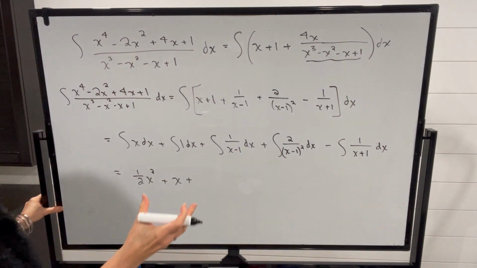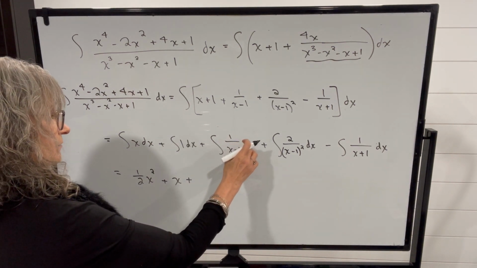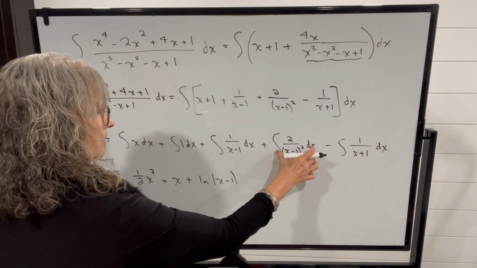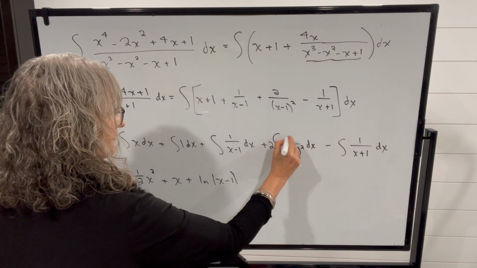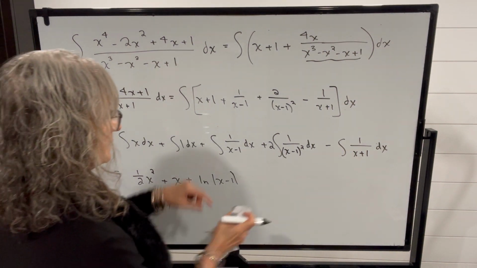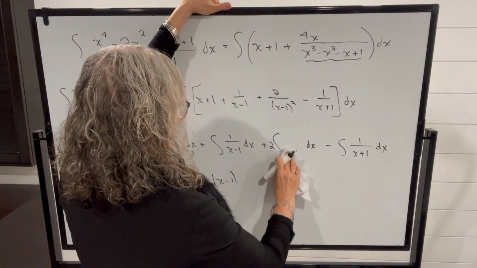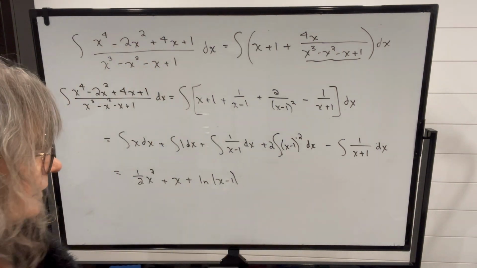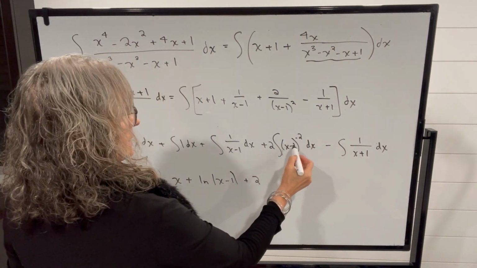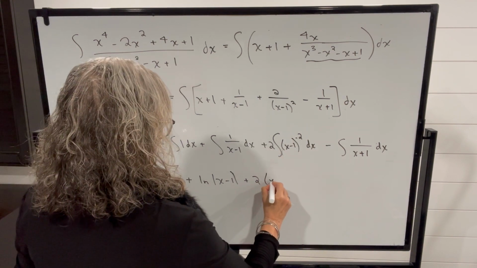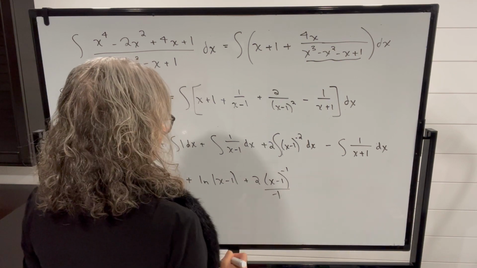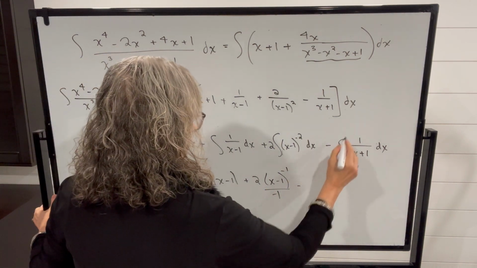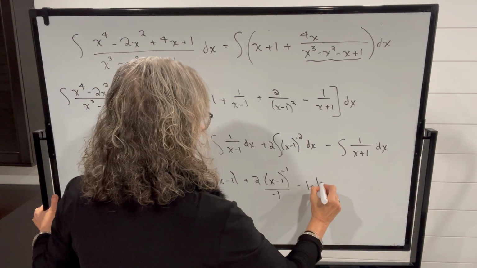This fits our basic log pattern of integration. So the integral of 1 over x minus 1 dx will be the natural log of the absolute value of x minus 1. Let's pull this coefficient of 2 out front. And then let's write this as a power, x minus 1 to the negative 2. And then we can see we use our general power pattern. So the integral of that will be plus 2 times x minus 1 to the negative 1 divided by negative 1. And our final term follows our basic log pattern again. The integral of 1 over x plus 1 dx will be the natural log of the absolute value of x plus 1.